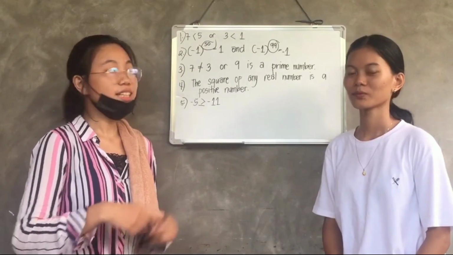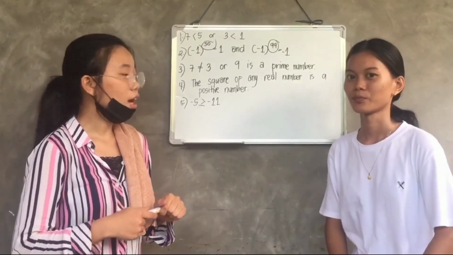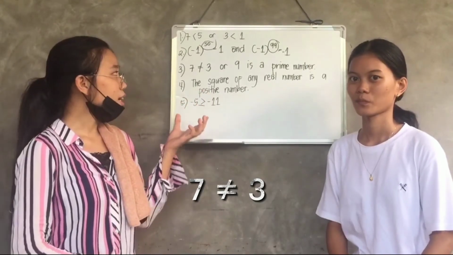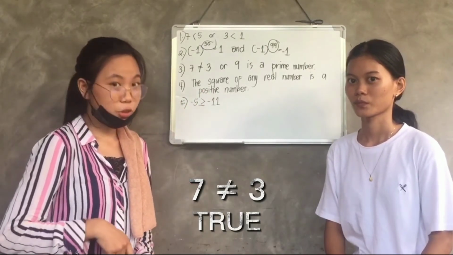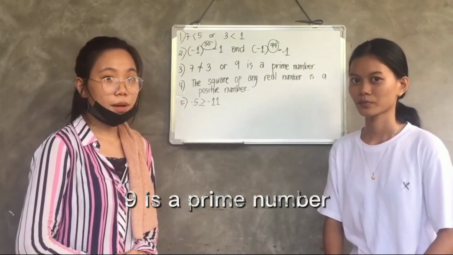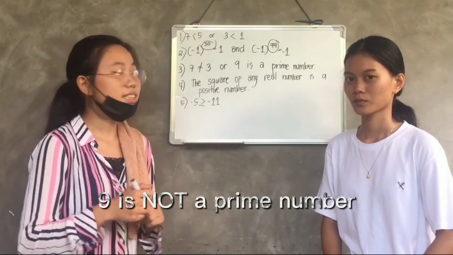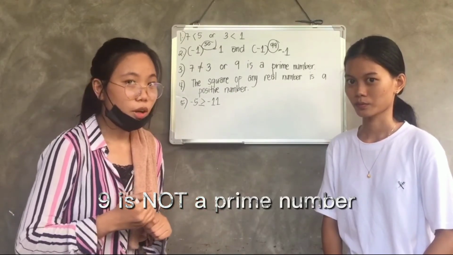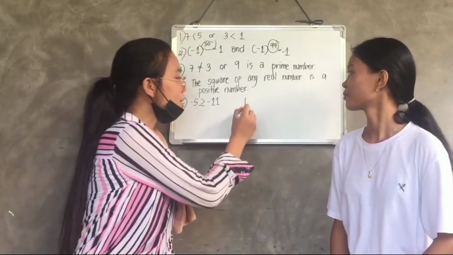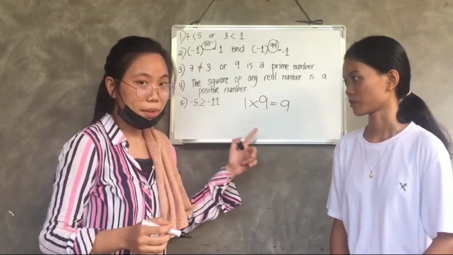Example number 3, 7 is not equal to 3 or 9 is a prime number. The first part of this statement, 7 is not equal to 3, is true. The second part of this statement, 9 is a prime number. But the true answer is 9 is not a prime number. Why? Because 1 times 9 is equal to 9. That is a prime number.